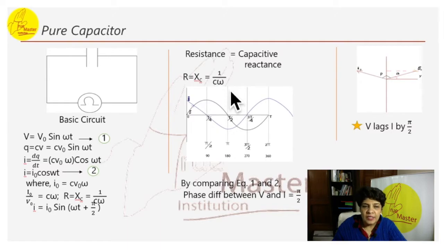In the graphical representation, I is ahead of E, and the phase difference is pi by 2. If you see, I is ahead and the EMF E starts later. The EMF graph is the same, but I starts ahead. In the phasor diagram, E lags behind I by pi by 2. So I is ahead of it in the pure capacitor.